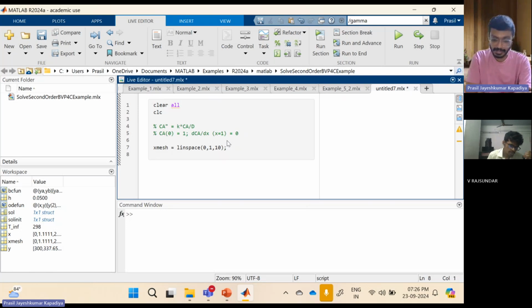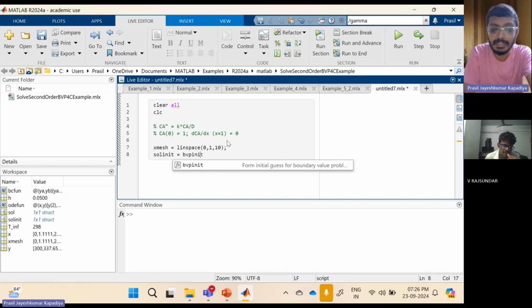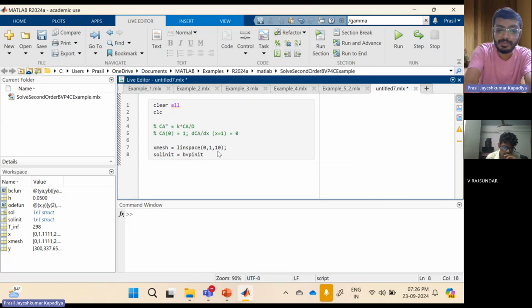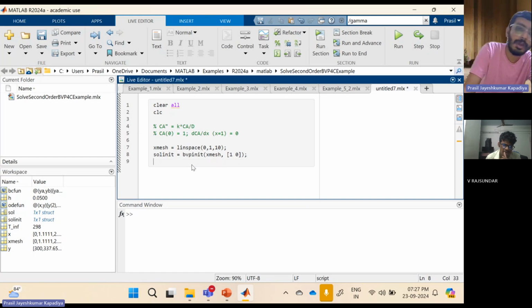So I have defined my mesh size, X mesh. Now, what do I need to define next? I need to use the bvpinit function to form the initial guess for the boundary value problem solver. So I'm using bvpinit. For that, I need to define x comma y. My x is x mesh and my y, I can give some random values, so let's say 1 comma 0. Okay, so this is my sol init.